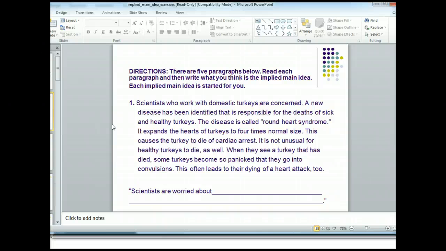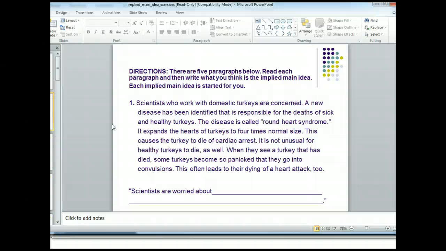There are 5 paragraphs. We're just going to read the first one together. Scientists who work with domestic turkeys are concerned. A new disease has been identified that is responsible for the deaths of sick and healthy turkeys. The disease is called round heart syndrome. It expands the heart of turkeys to 4 times the normal size. This causes the turkeys to die of cardiac arrest. It is not unusual for healthy turkeys to die as well. When they see a turkey that has died, some turkeys become so panicked that they go into convulsions. This often leads to their dying of a heart attack too.